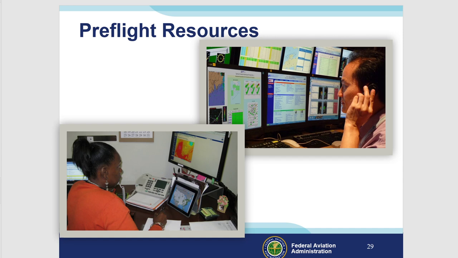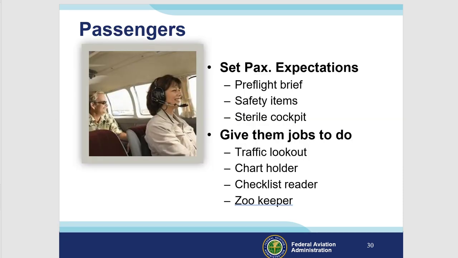Make sure you're drawing all the information out of them that you can. Ask questions and use words that will draw out more information from your pre-flight resources, from the weather briefer, from ATC, and we'll talk about that more in a minute of how to draw out more information. With your passengers, set passenger expectations. Make sure you give an appropriate pre-flight brief.